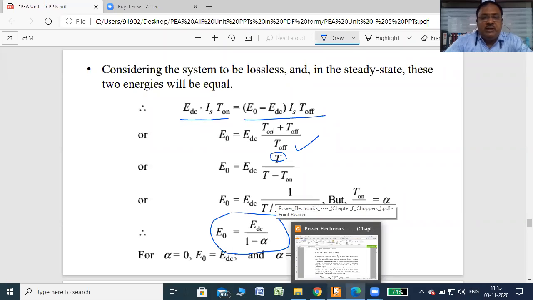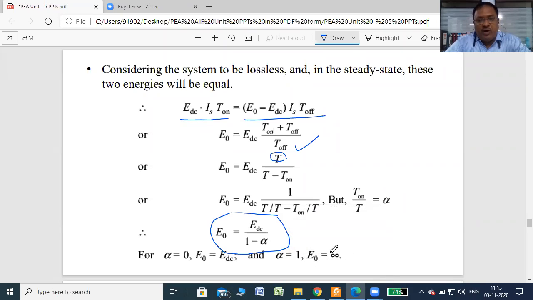E0 is equal to EDC divided by (1 minus alpha), right? If alpha is equal to 0, E0 is equal to EDC. And if alpha is equal to 1, E0 is equal to infinite. You can check here, just put alpha equal to 1. When Ton is equal to T, then alpha is equal to 1. If you put alpha equal to 1, then E0 is equal to infinite, EDC divided by 0, right? 1 minus 1 is equal to 0.